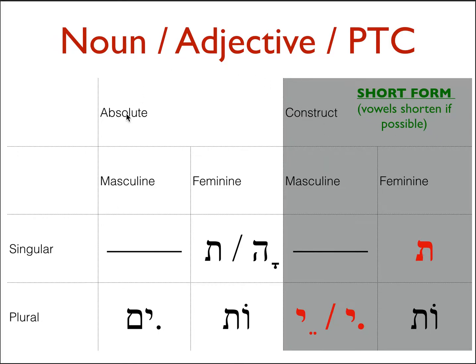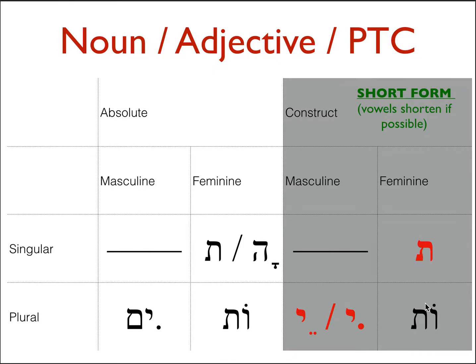Construct is the short form of the absolute. So how do we shorten nothing from masculine singular? Nothing is shortened by nothing, and therefore masculine singular in construct has no change from the masculine singular in absolute. Also look at feminine plural, ot. How do we shorten ot? Ot is already a short sound, t, and therefore there is no change between absolute feminine plural and construct feminine plural.